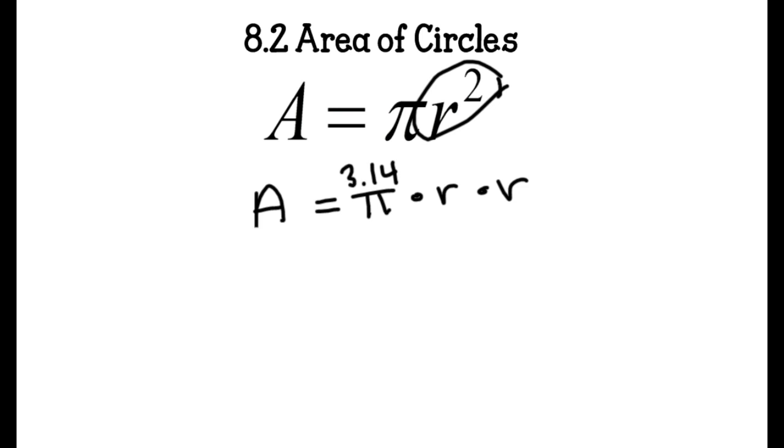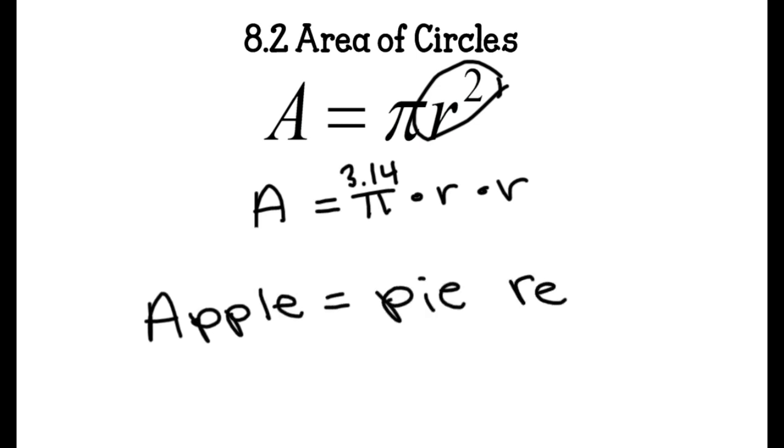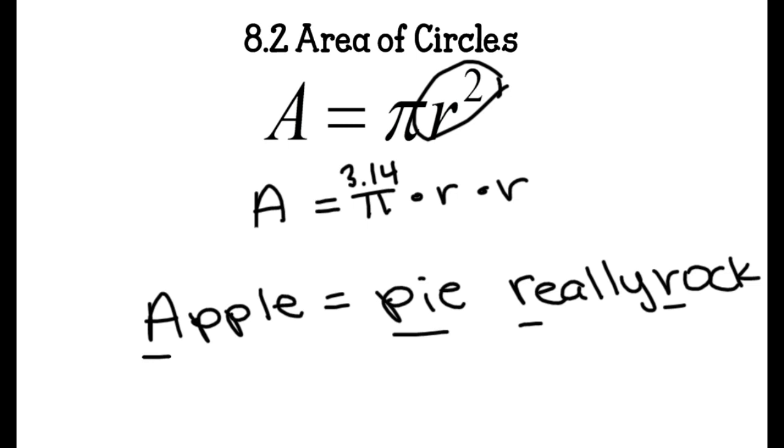So how do I remember this? Here's my little trick. Apple pie really rocks. And as you can see, we've got our R's, our pi, and our A. So that is how I remember the formula for area equals pi times radius squared.